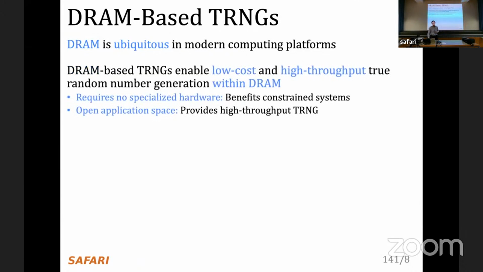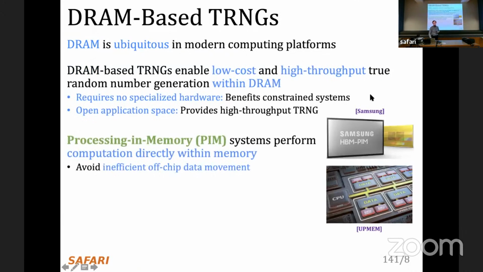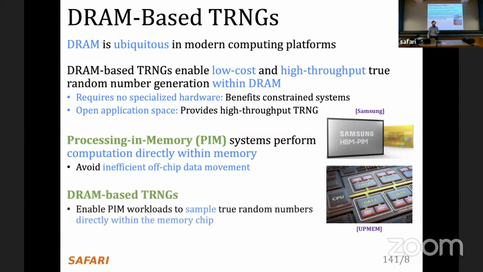So I think basically DRAM-based true random number generators have another application. If you have processing in memory, for example, you also need random numbers over there, especially if you're doing security critical applications.